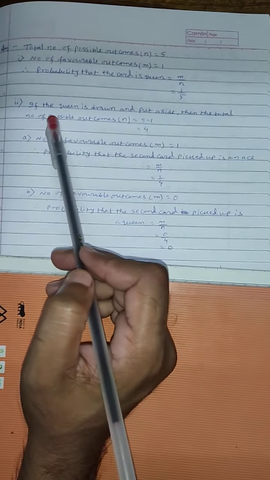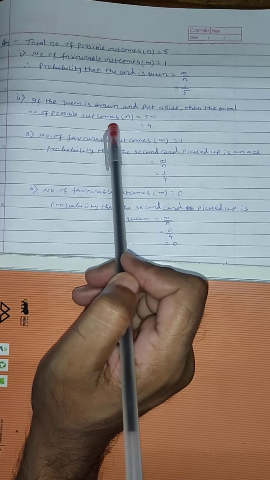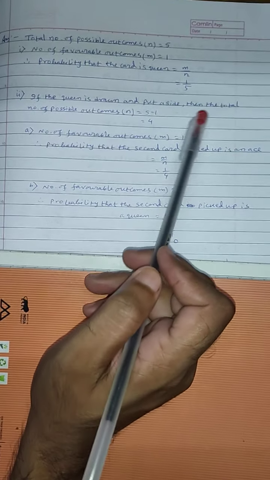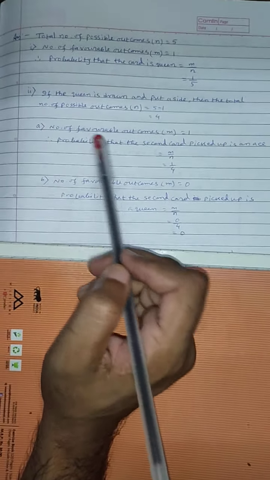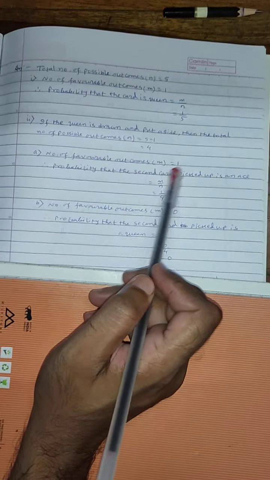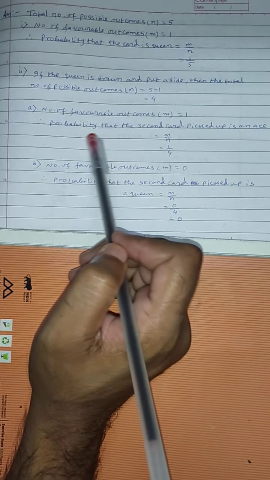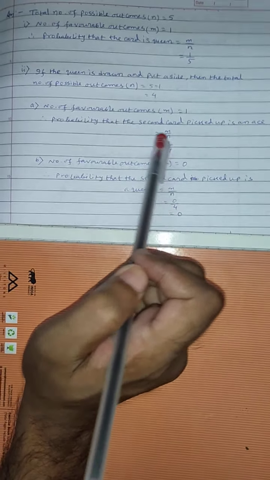Now second, if the queen is drawn and put aside, then the total number of possible outcomes n is equal to total 5 cards were there. Now queen has gone already. So 5 minus 1, 4. Now first question, number A. Number of favorable outcomes m is equal to 1 because they are talking about ace. Ace we have only one piece. Therefore, probability that the second card picked up is an ace is m by n, 1 by 4.